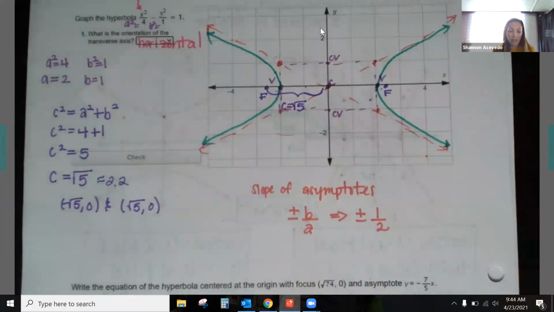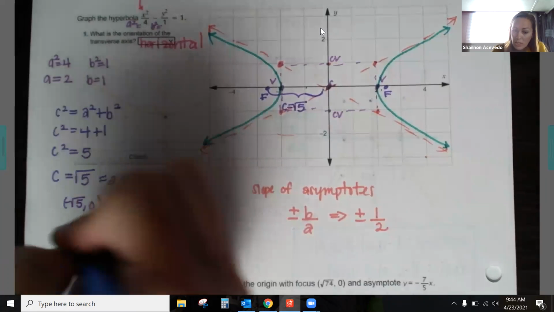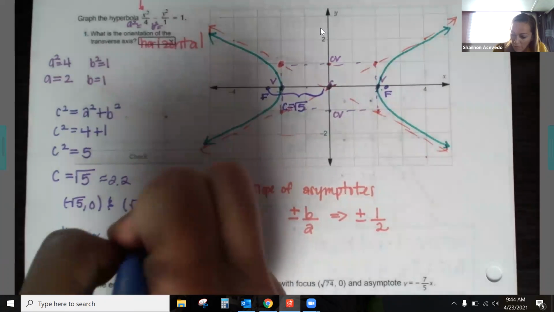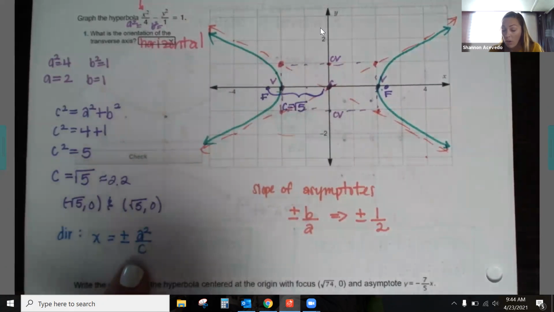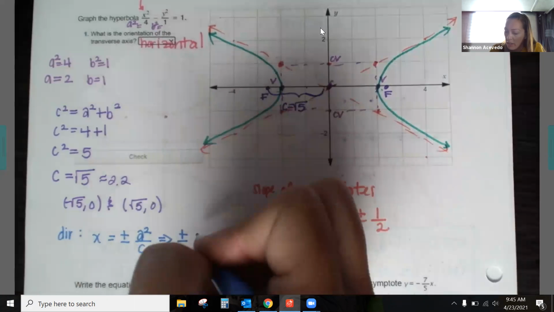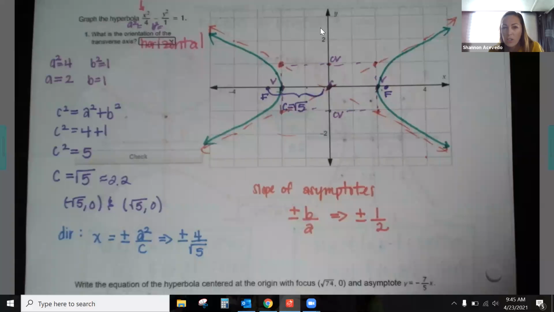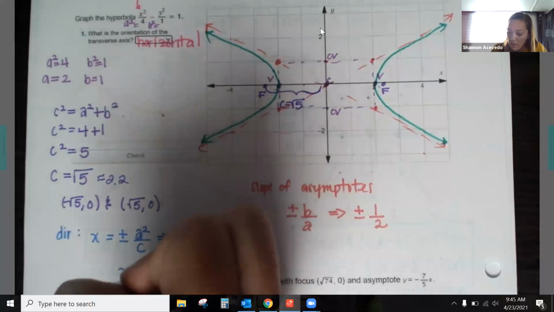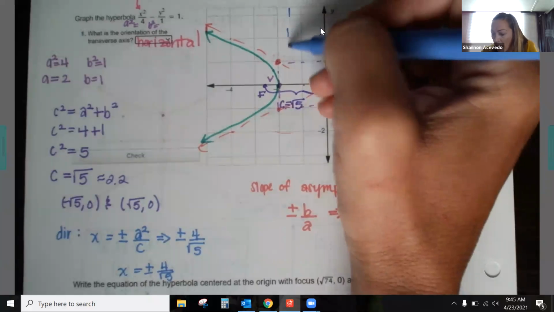The last thing we need to cover is going to be our directrices. Our directrices are going to be x equals plus or minus a squared over c. Should be very similar, that a squared over c, because that was the same for our ellipse, right? So it's going to be plus or minus, my a squared is 4 over the square root of 5. I could plug that in my calculator. So I know it's going to be x equals plus or minus 4 square root of 5, and it's going to be approximately in here.